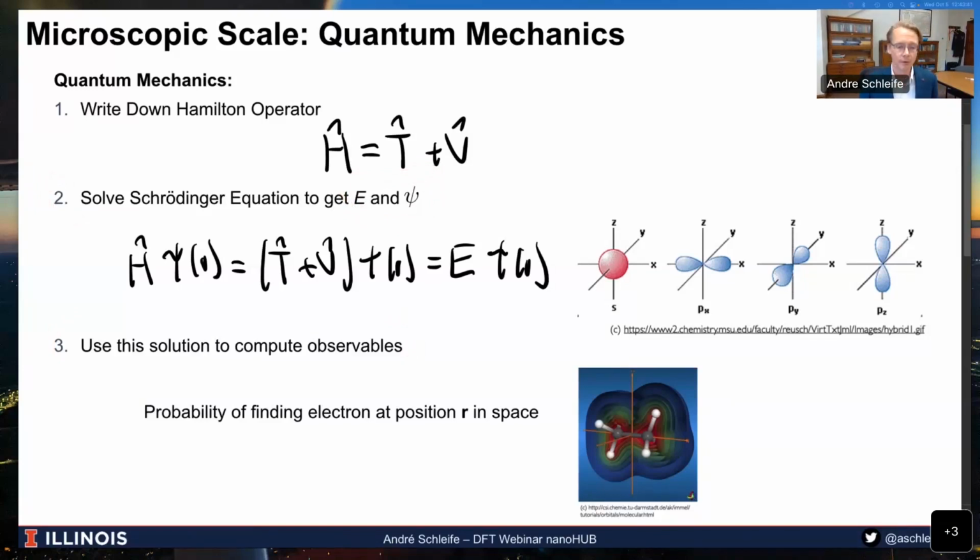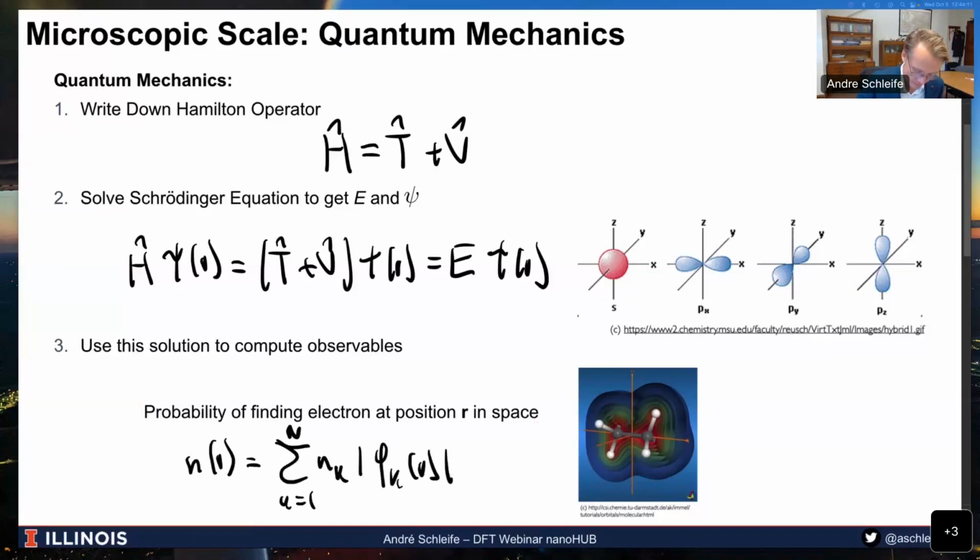So what do I mean by observables? These are quantities that you can measure in experiment. One example I picked here for this talk, because we're talking about density functional theory, is the electron density. And I'll write down the expression for that as well. So if you want to compute the electron density at position R, or the probability of finding an electron at position R, what you do is you sum over all your orbitals. You have an occupation factor that tells you whether the orbital is occupied or not. And then you add here the square of the wave function. Okay, so that's our electron density.